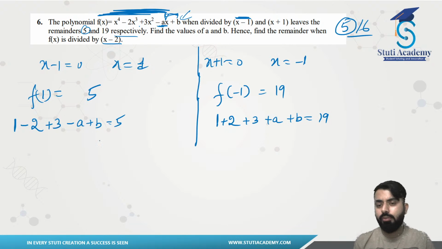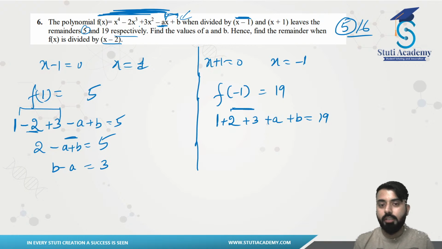So you guys see, if I solve this one, I have 1 minus 2 plus 3, which is 2. 2 minus a plus b equals 5. So b minus a, if I rephrase this, is equal to 3. And if I solve the other one, that will be 6. So a plus b is equal to 13. So you guys see, b minus a is 3 and a plus b is 13.